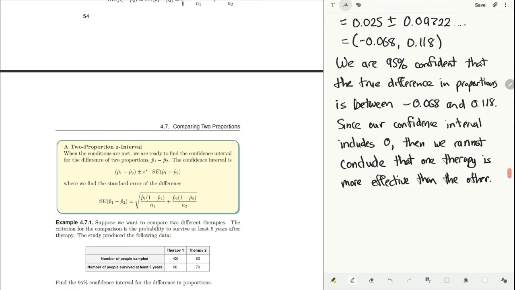So when are we able to conclude that one therapy is more effective than the other? What would the confidence interval need to look like? Well, let's suppose for the moment that the confidence interval that we obtained was between 0.068 and 0.118. So the difference between P1 and P2 is somewhere between 0.068 and 0.118.